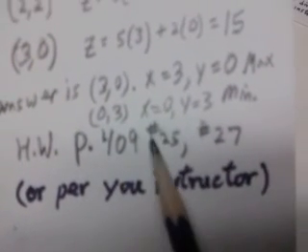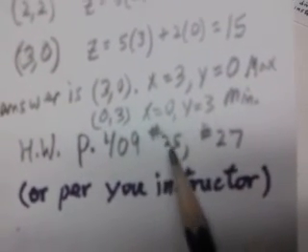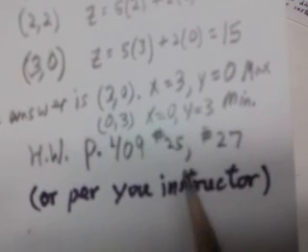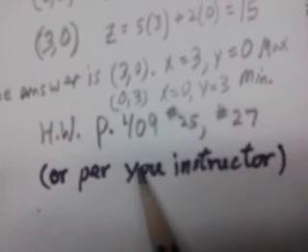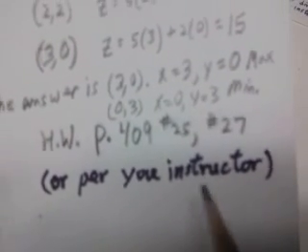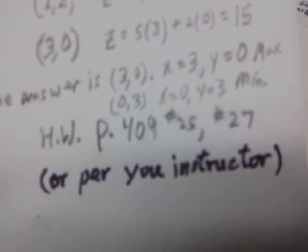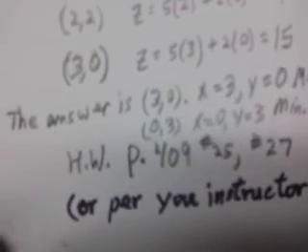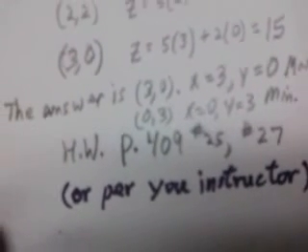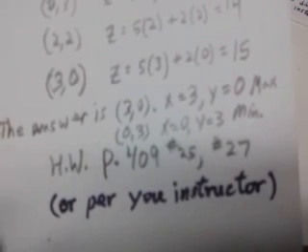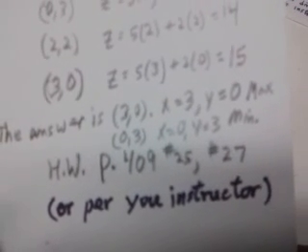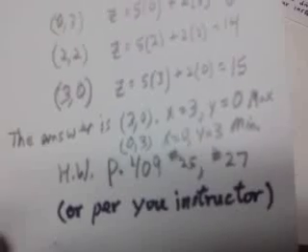All right, for homework, this is what you want to do. Page 409, you want to do number 25 and number 27, or per your instructor. If your instructor gave you other problems to do related to this topic, then you want to do those problems. If you're just doing this for self-enrichment, you can get any algebra textbook, look in there, and get some of these types of problems and work them out.